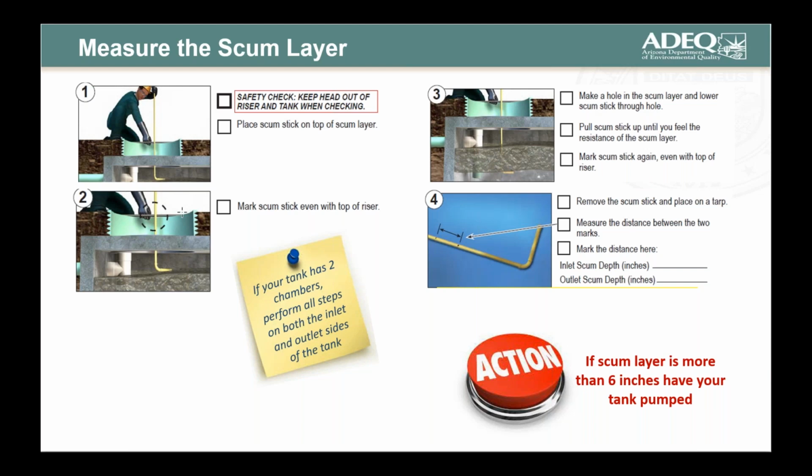Then you're going to pull the scum stick up until you feel the resistance of the scum layer. You may need to rotate the scum stick 90 degrees so you don't pull it up through the hole, but you encounter the scum solidly. Then you're going to mark it again. You've now basically defined the thickness of the scum by measuring the distance between the two marks that you see here. And if the scum layer is more than 6 inches, have your tank pumped. I'm going to have a slide later that talks about what thickness is for scum and sludge, when you should pump, and who says when you should do it.